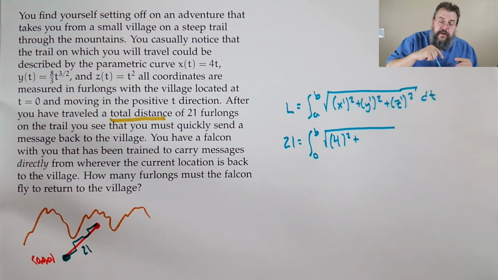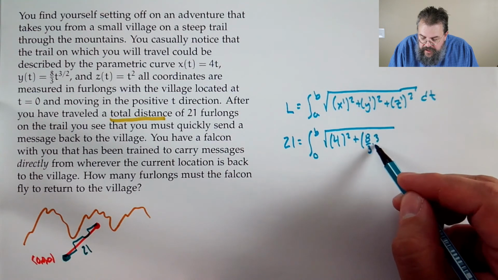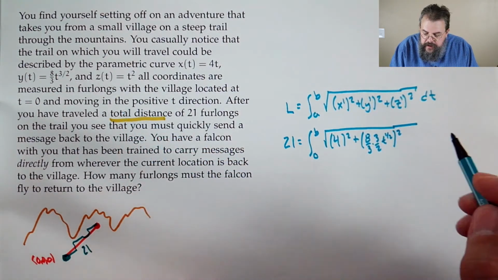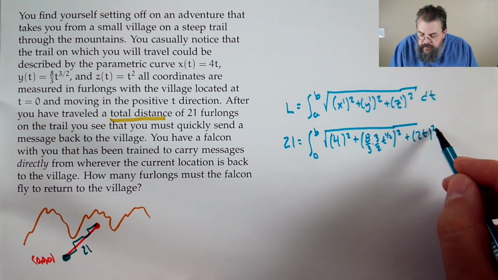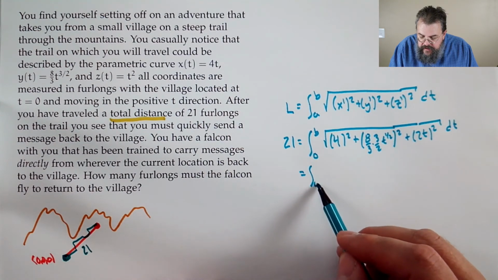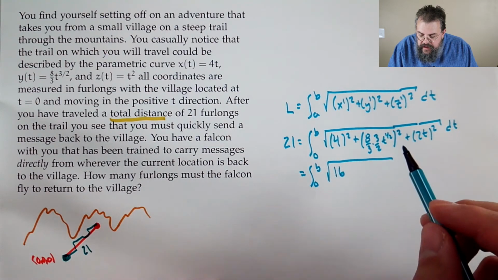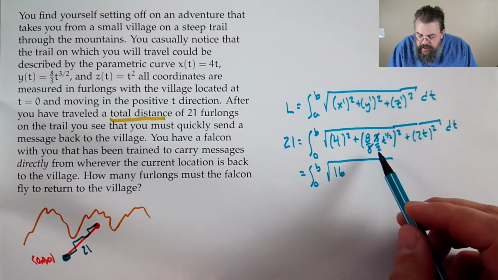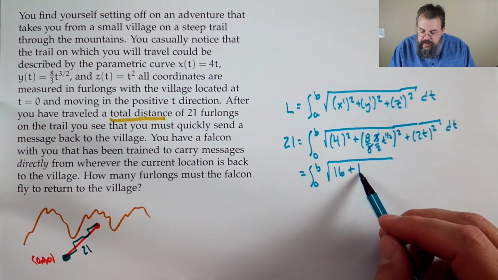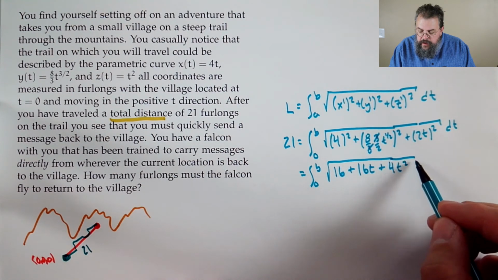Let's just be careful. 8/3, the 3/2 comes down, t to the 1/2 squared, and then 2t squared. So what do we have here? That's the integral from 0 to b of the square root of 16, and here the 3's cancel, and 8 divided by 2 is 4, so it'll actually be another 16t, and then here we have 4t squared.